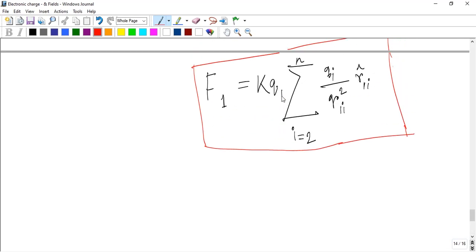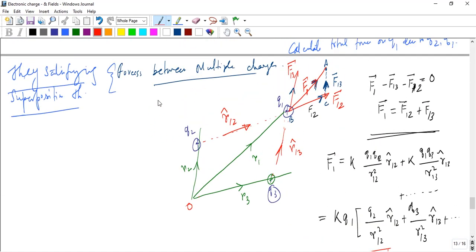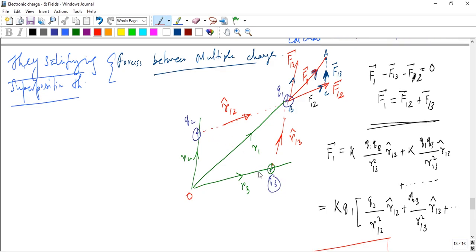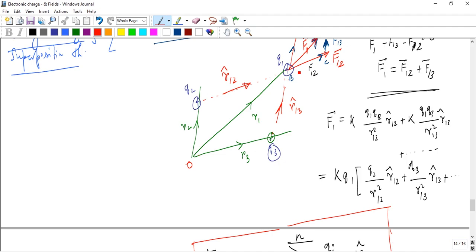So today we continue the previous lecture. In the previous class we discussed Coulomb's force between multiple charges. Here we see that charge Q1 experiences force due to Q2 and Q3, and Q2 and Q3 are both positive charges. If one turns into a negative charge, let me say Q2 is the negative charge, what is the total force on Q1 due to Q2 and Q3?